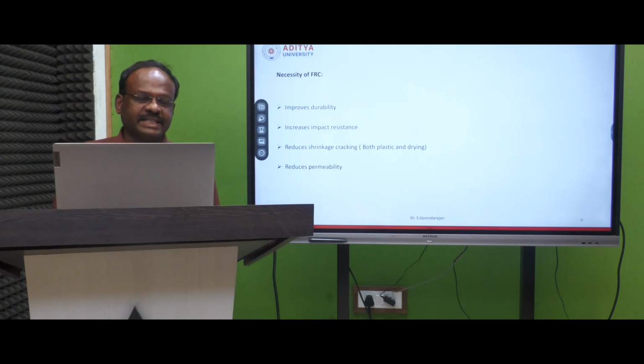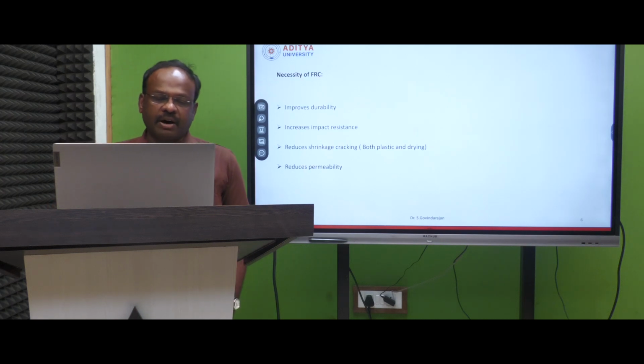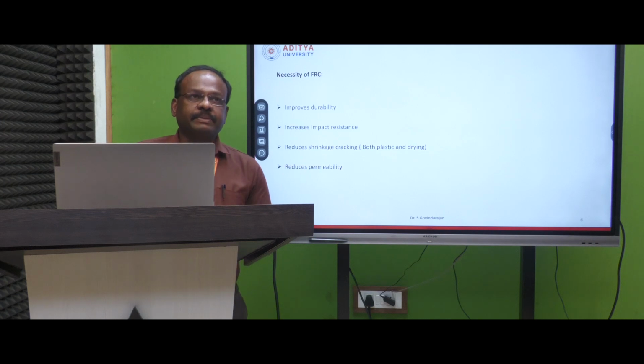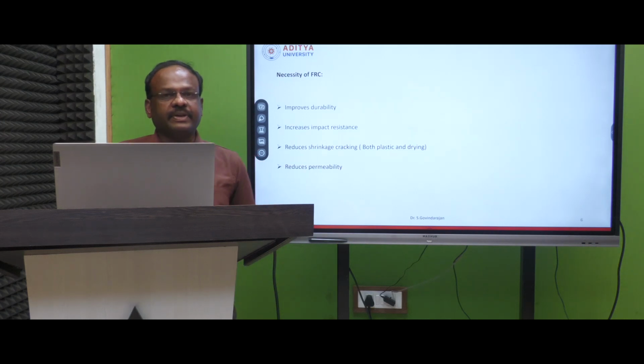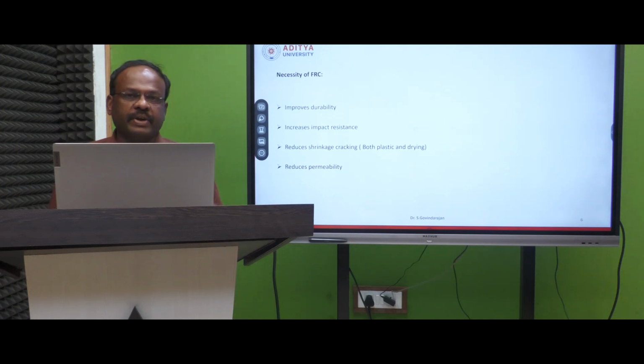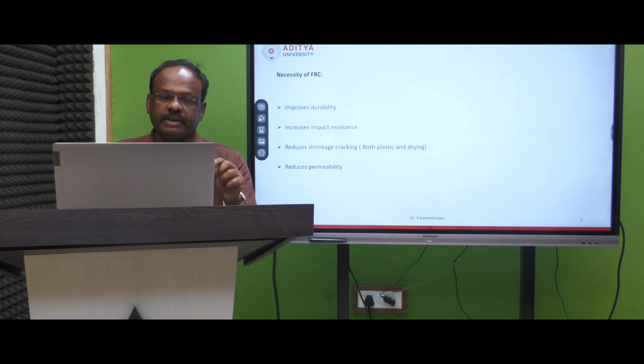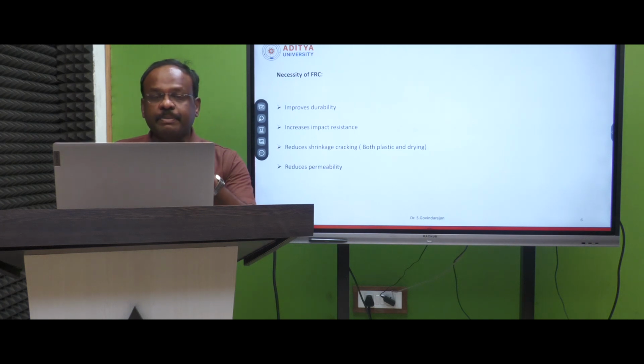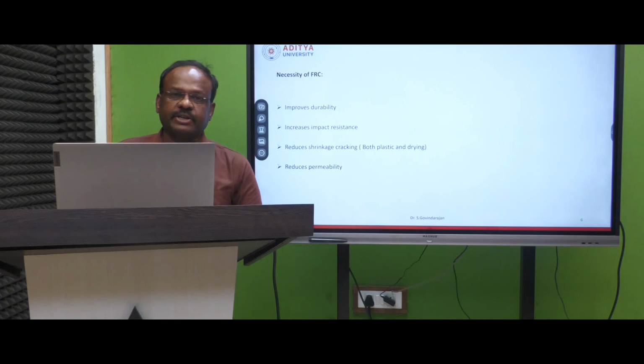And here, what is the necessity of fiber reinforced concrete? I already informed you in the first slide, the properties. In the same way, let us go through the necessity. To improve the durability conditions, fiber reinforced concrete will be used. At the same time, for impact resistance, for suddenly applied load. If you want to increase the load capacity, impact resistance will be acting. And the next one is shrinkage. When fiber is used in the concrete, it reduces the shrinkage, not only the drying shrinkage but also the plastic shrinkage.